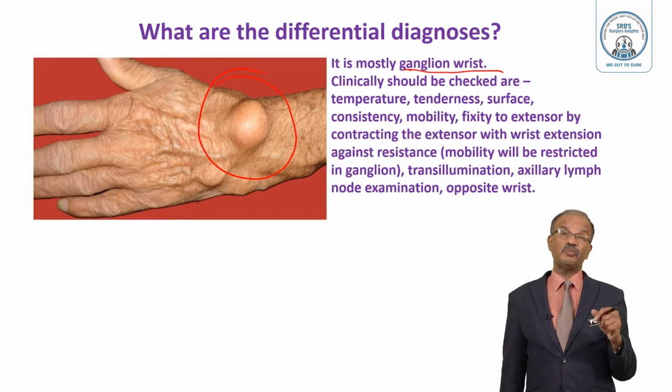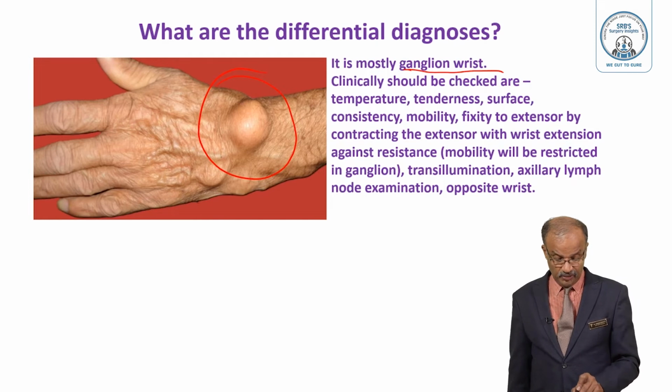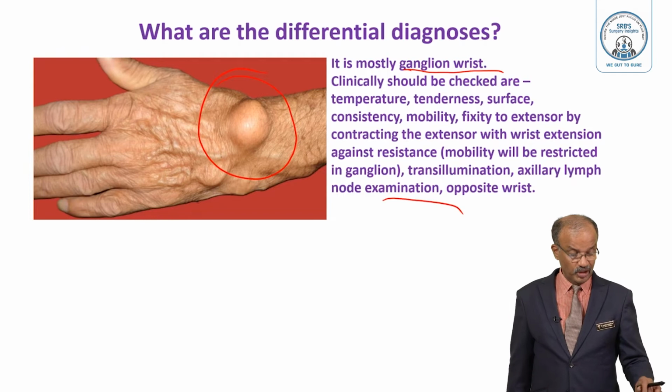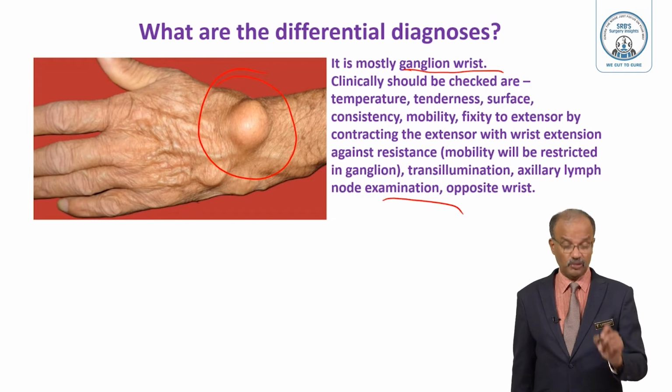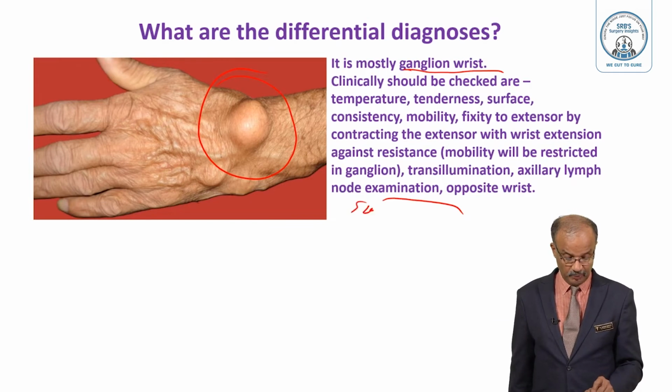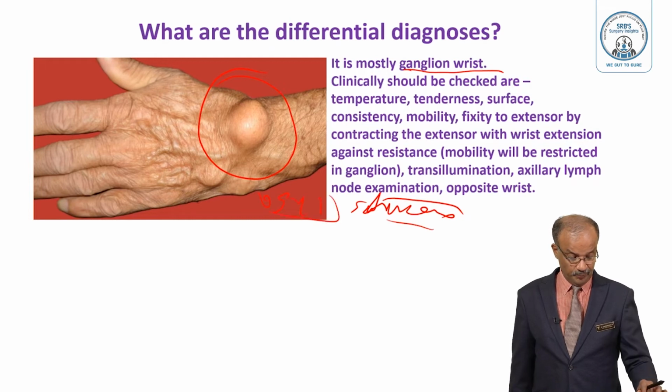And the axillary lymph nodes should be examined, and the opposite side should be examined. So detailed examination, transillumination, Page's test, opposite wrist, everything I have written here. You should do a detailed examination as per my Clinical Methods in Surgery, swelling chapter. It's a clinical short case, always remember. It is a short case. And an OSCE may be kept also.